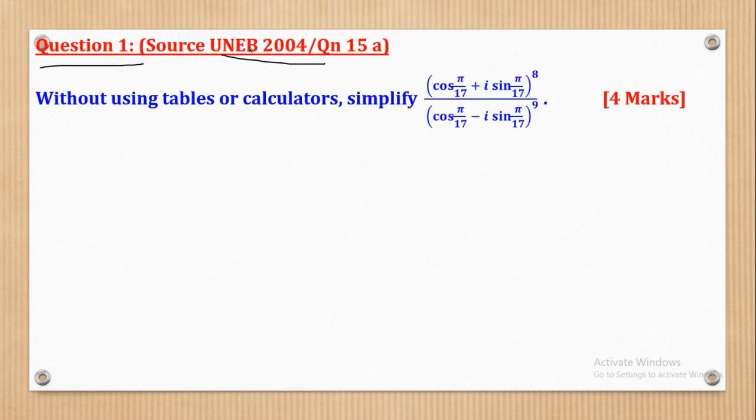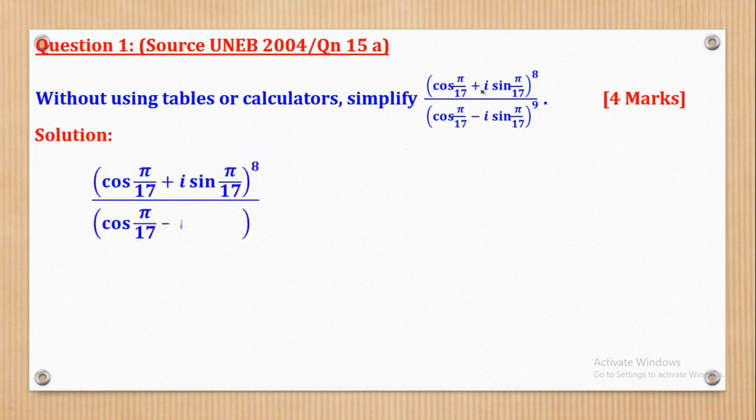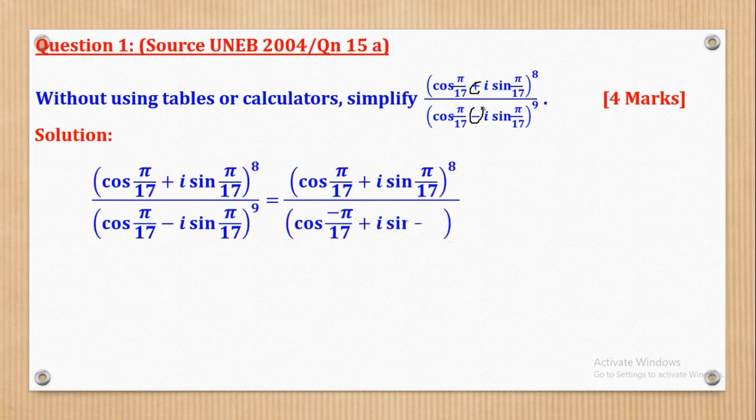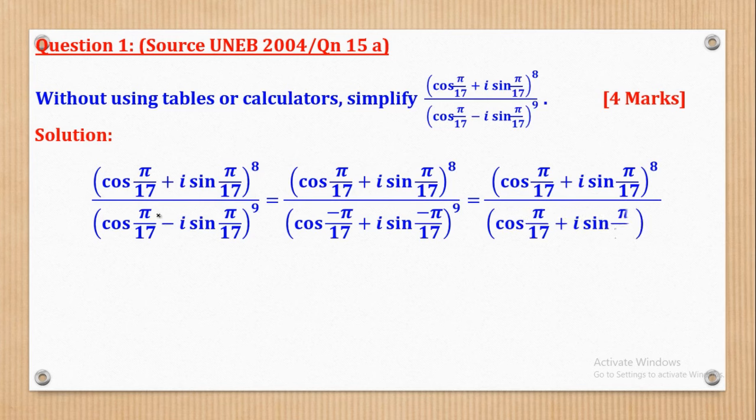So let's start with question 1, which came from UNEB 2004, paper 1, question 15, and says, without using tables or calculator, simplify this. So the first thing to realize is that they are somehow similar, but this is plus and this is minus. To make this one also plus, you have to take this back here and here. So when I take it back here and here, I'll come up with now a plus. After that, this one is as if it is negative 1 times pi of 17, negative 1 times pi of 17. So I'm going to pull that negative 1 outside to come up with negative 9 here. So it's like we're doing the reverse of DEMOVRE'S theorem.